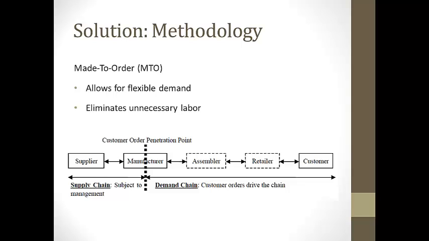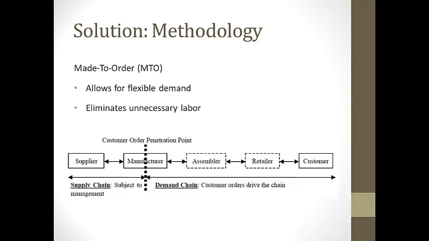So looking at some of the solutions, the first approach that's very important is made to order. Made to order is important because specifically looking at the customer order penetration point, it's in the manufacturing part of the supply chain. With that, we have much more flexibility in our demand. So the assembler, the retailer, and the customer, all that can be arranged appropriately to make sure that customers' needs are being supported, and they're being supported at an early level.